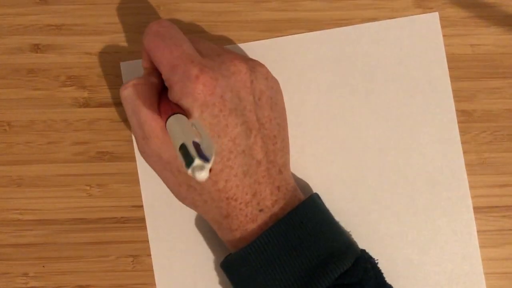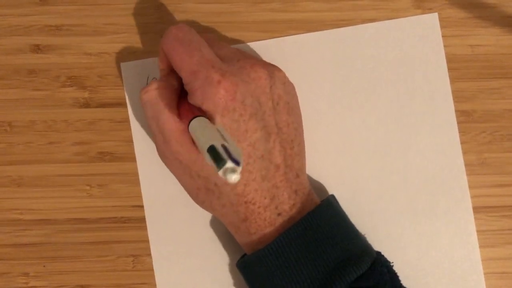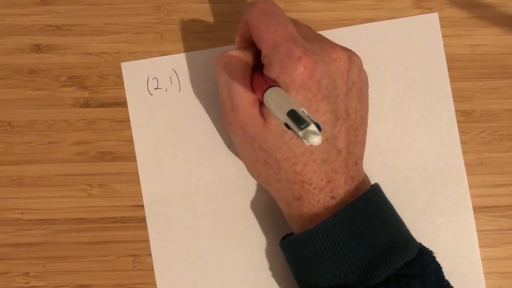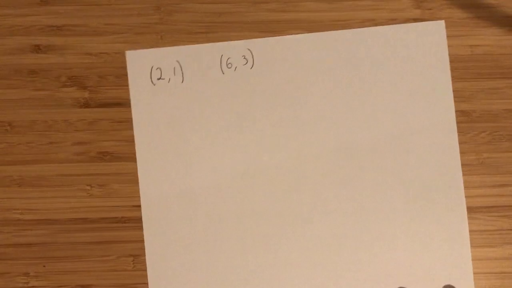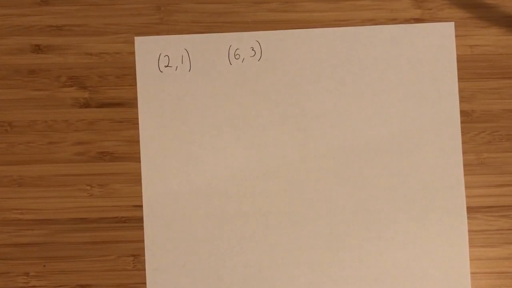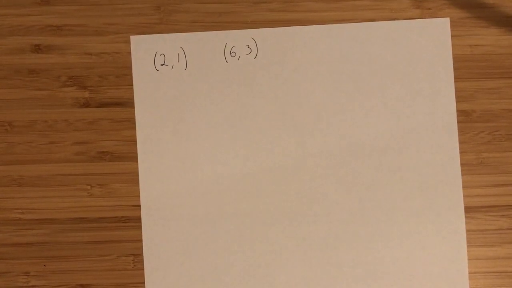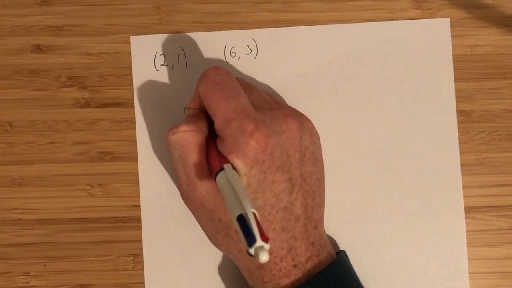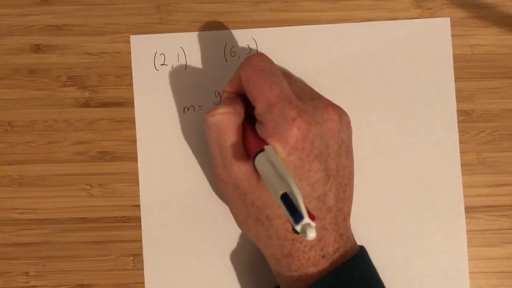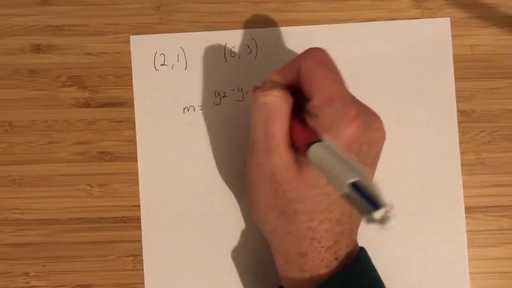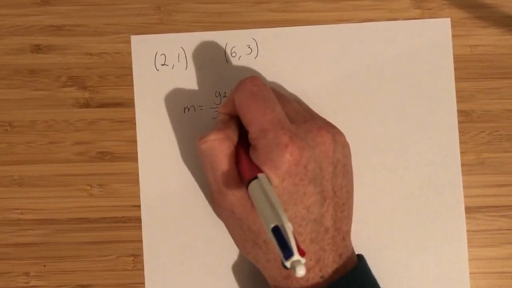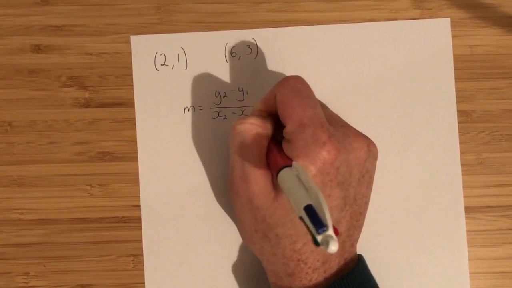So if we take maybe the first example and you've got the 2 points, (2, 1) and (6, 3). If we're asked to find the equation of the straight line that joins these 2 points, the first thing you have to do is find the gradient. Now, the formula for the gradient, this is one you have to learn: m equals (y2 minus y1) over (x2 minus x1).